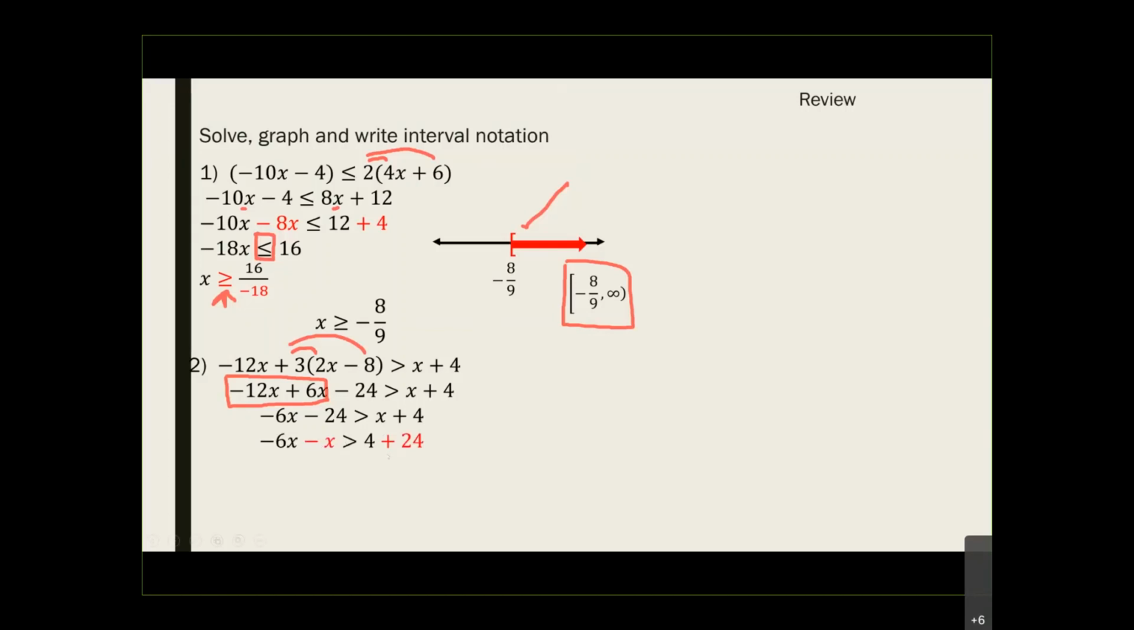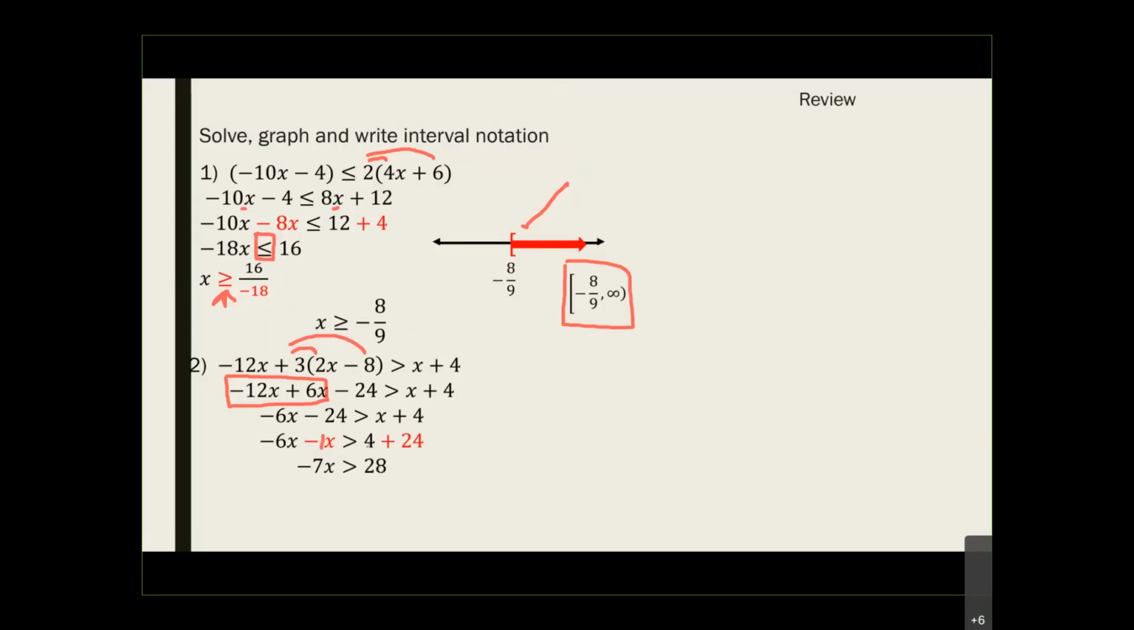If you move your 24, you plus. You do the opposite operation and move it to the other side. When you combine them, this is what you have: negative 6 and negative 1x. That's how I got a negative 7x, because on the same side I need to add and keep the sign. And again, 4 plus 24 will give me 28.